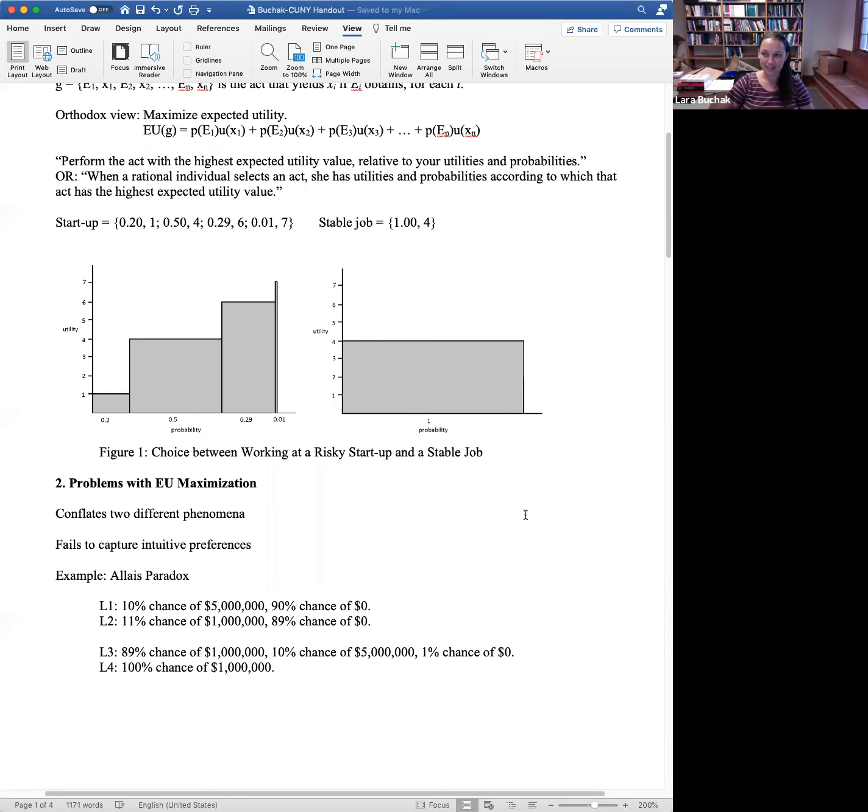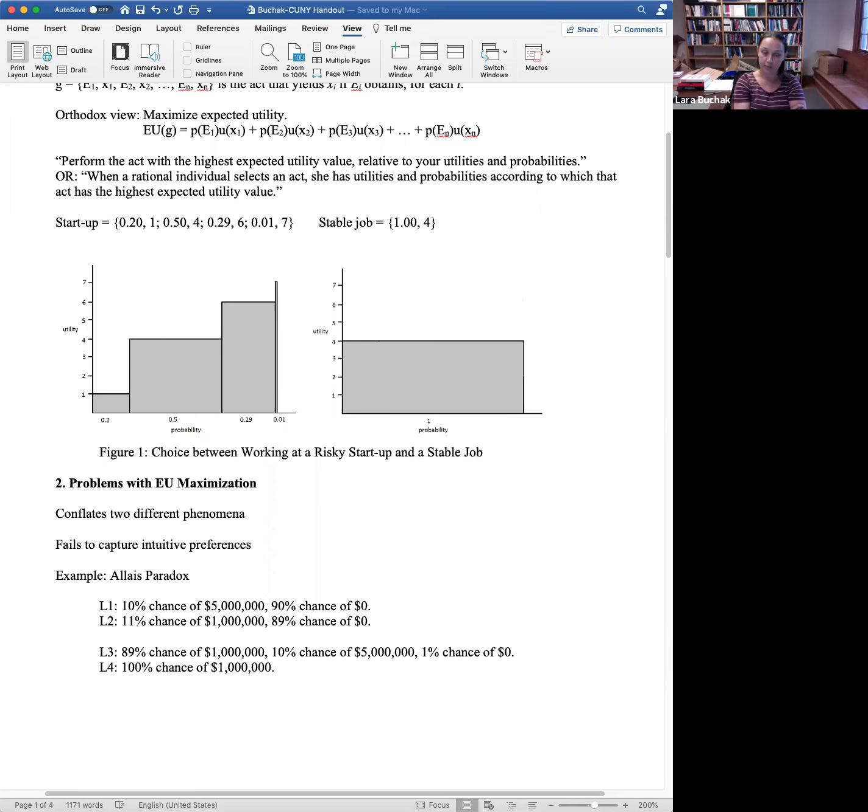Okay, so first, let me offer you the following choice. I'm going to offer you a choice between two gambles. You could either have a 10% chance of $5 million and nothing otherwise, or you could have an 11% chance of $1 million and nothing otherwise. So just think to yourself what you would prefer. If you would prefer the first thing, a 10% chance of $5 million, raise your hand. Okay, if you would prefer the second thing, an 11% chance of $1 million, raise your hand. Okay, so forget that choice. Let me offer you a separate choice.